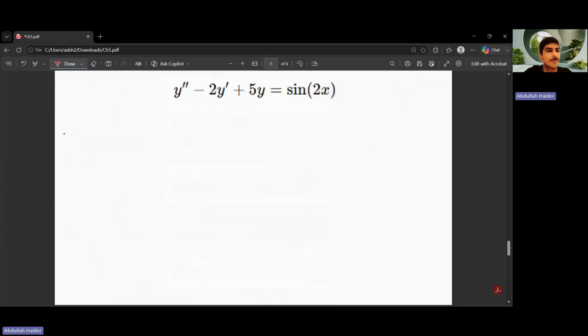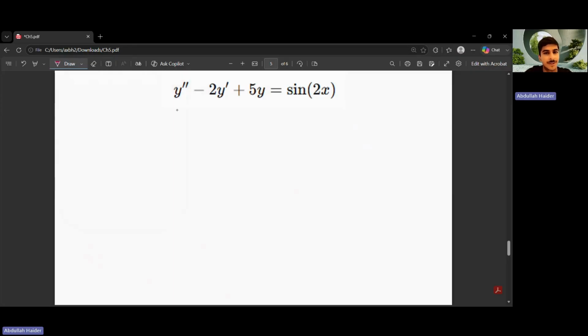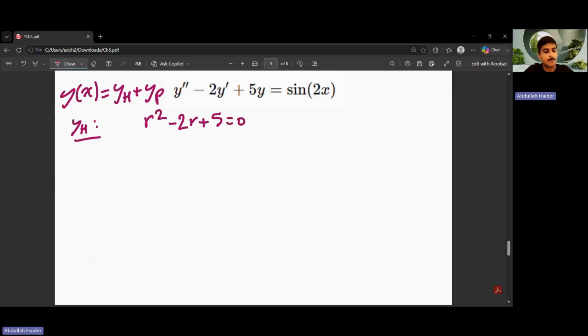Now this question. Here you will face a different scenario. So let's see. As I said before, y of x is equal to homogeneous solution plus particular solution. Here your homogeneous solution is going to be r squared minus 2r plus 5 is equal to 0.